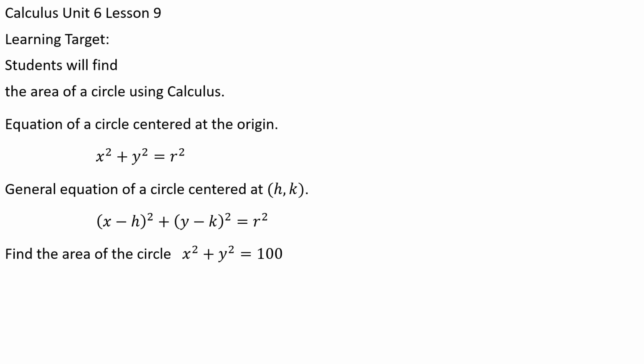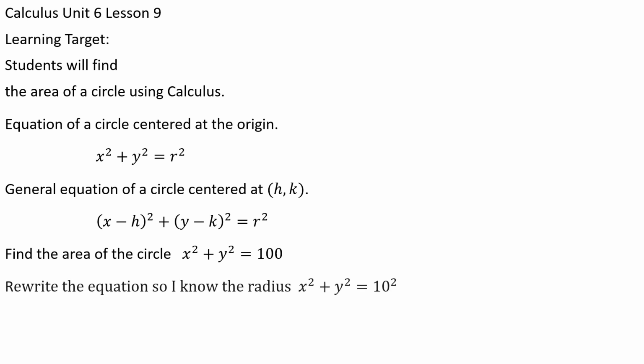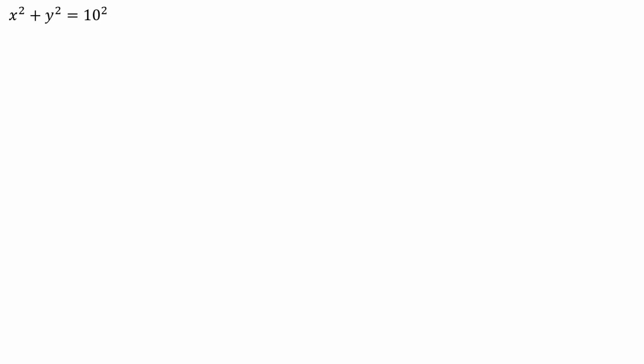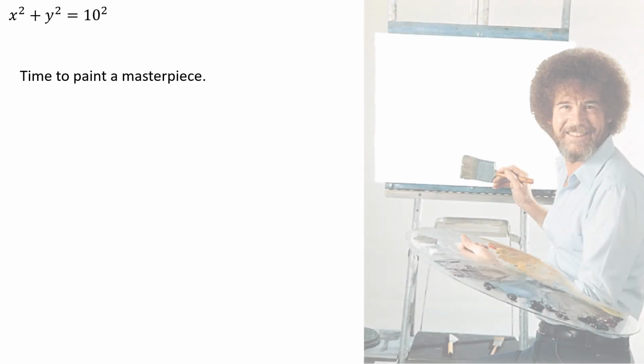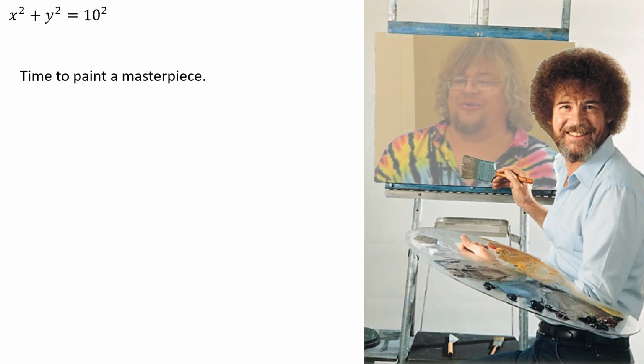And of course, if it's equal to 100, well, the radius must be 10, right? Because 10 squared makes 100. So this circle is centered at the origin. It has a radius of 10. Right, so let's take a look at a circle of radius 10 centered at the origin.